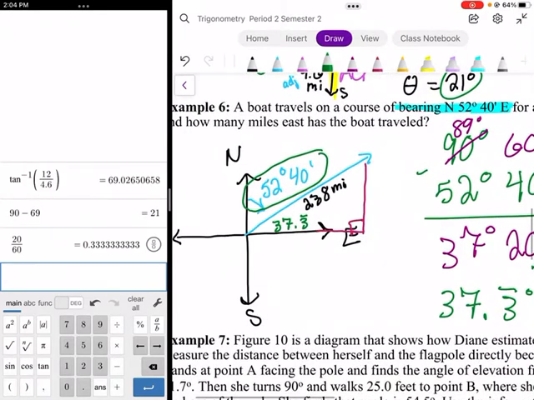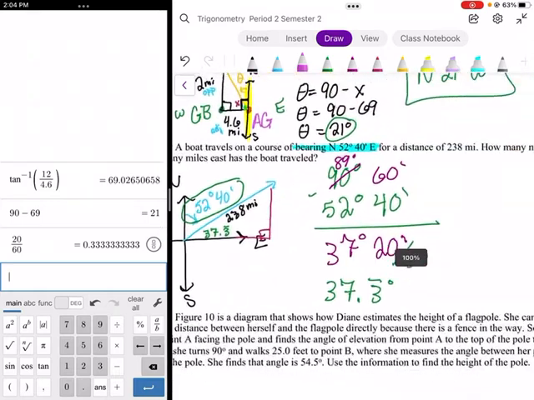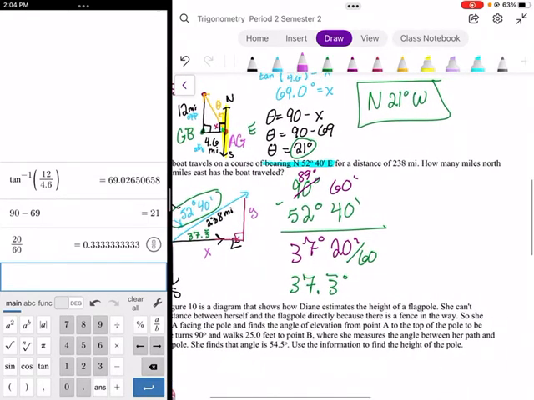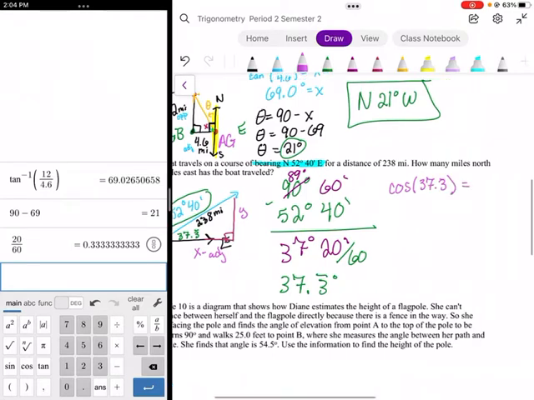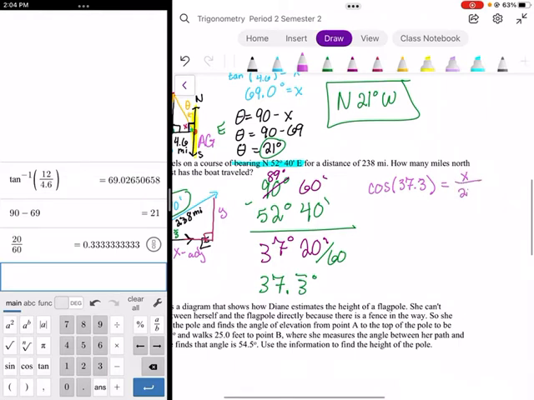Now we can use SOHCAHTOA to figure out our missing side lengths. We are going to be looking for the length that we went on the X and on the Y. Using our right triangle, if I find X first, that is the adjacent side, and we know that the hypotenuse length is given. So I'm going to use cosine of 37.3 repeating is equal to x over 238. Then we will solve this problem to figure out the estimated answer of x.